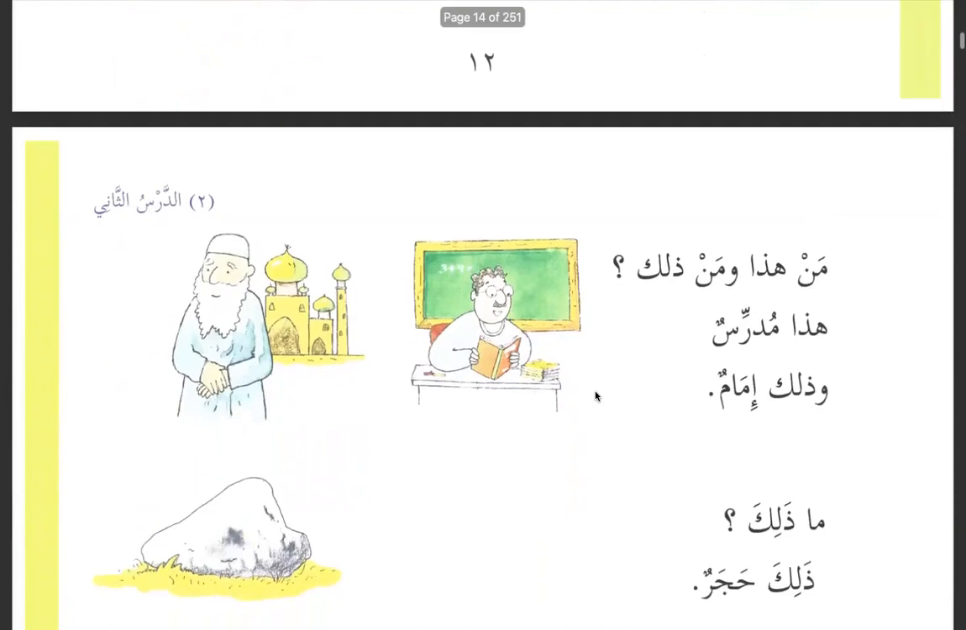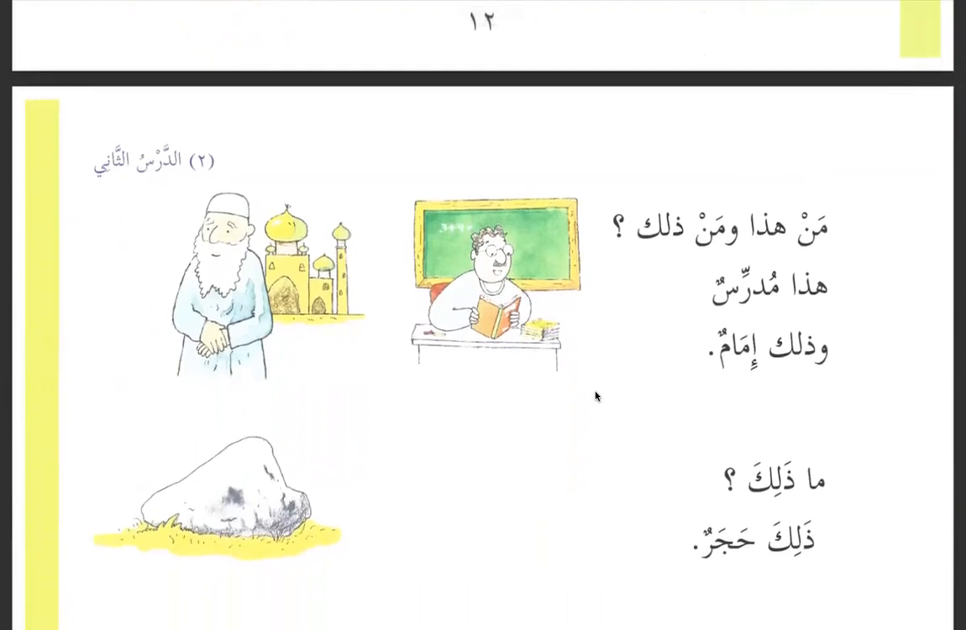Ma dhalika? What is that? Dhalika sarirun. That is a bed. Man hadha? Who is this? Waman dhalika? And who is that? Hadha mudarrisun. This is a teacher. Wadhanika imamun. And that is an imam.